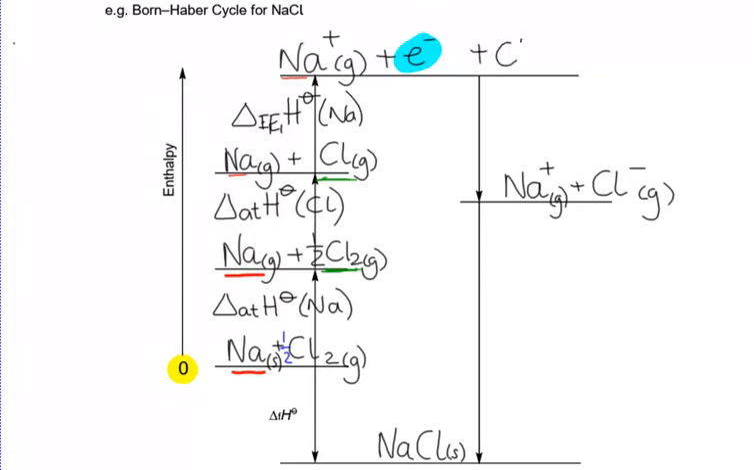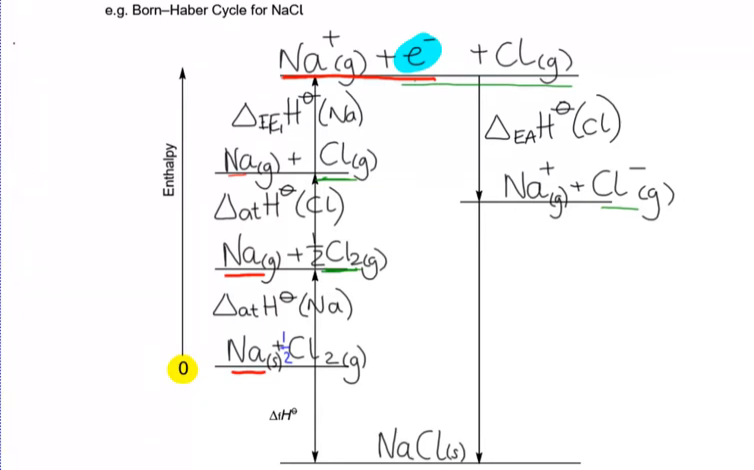I haven't done anything to the chlorine atoms, so they're just staying as they are. So I changed the sodium into Na plus an electron, didn't change the chlorine this time. And now I'm going to change the chlorine atoms into chloride ions by joining the electron. The electron affinity is to join these two together and make a chloride ion, and that's going to be the enthalpy of electron affinity of chlorine. And I've turned chlorine atoms into chloride ions.